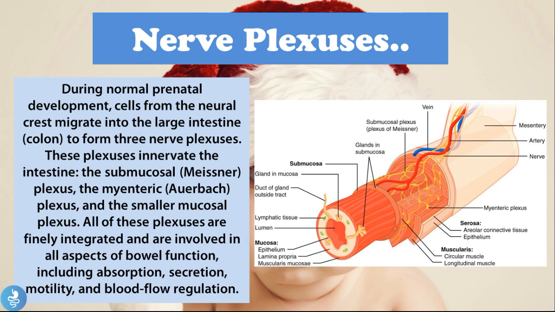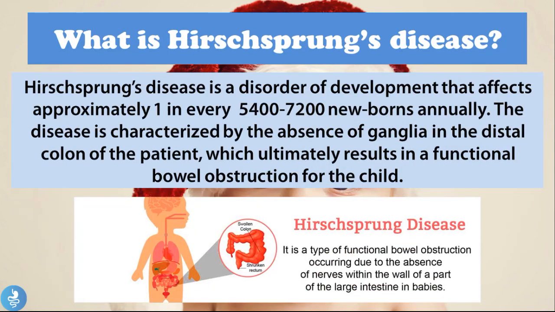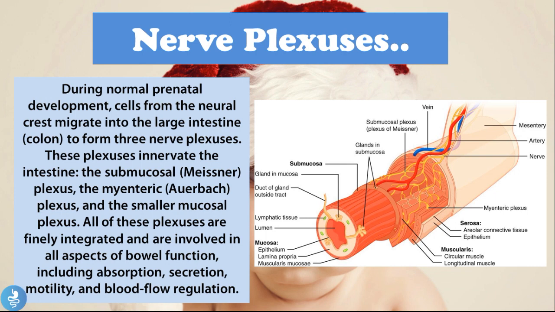So if we go back to our first slide again, we said the disease is characterized by the absence of ganglia in the distal colon of the patient. So back to this slide, what actually happens in these patients is we have the absence of the myenteric plexus and the smaller mucosal plexus. So the plexus which is found within the mucosa and this plexus here, which is the myenteric plexus, is absent in these patients.